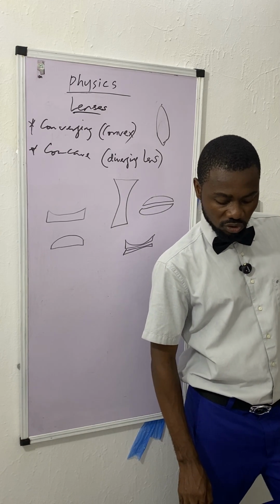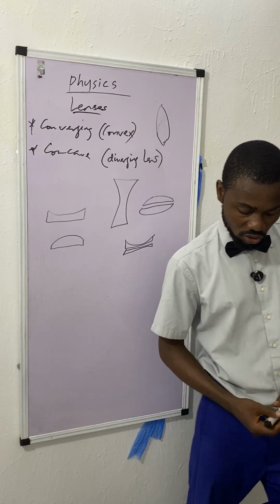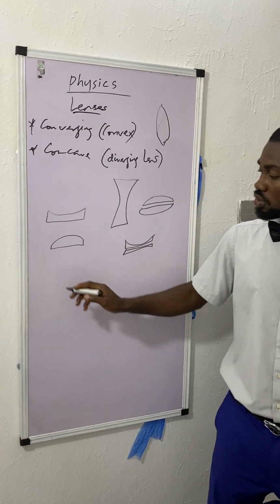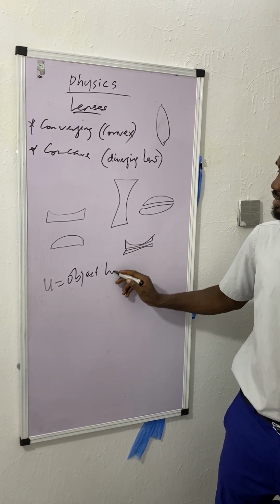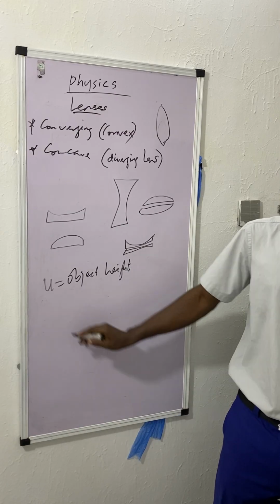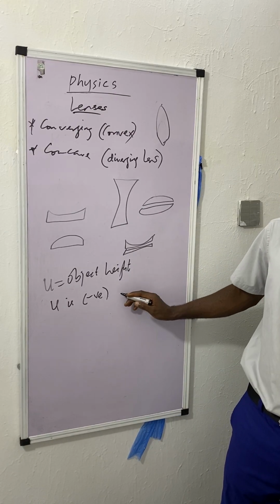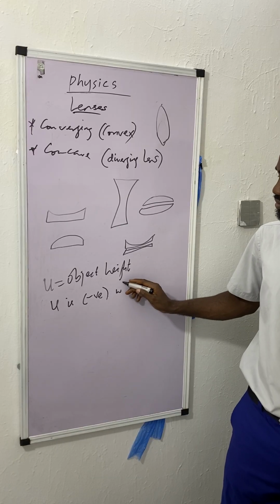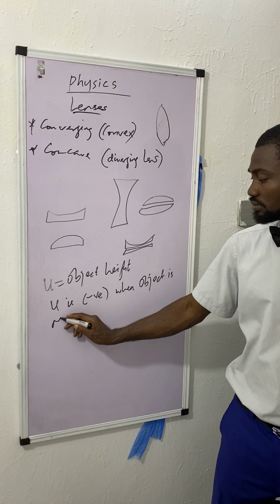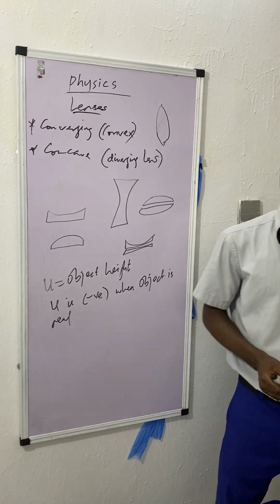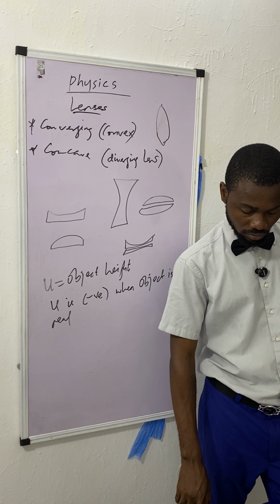The lens formula is also the mirror formula, that mirror formula that I told you about. It all depends on the kind of objects. So U is equal to the object distance. U is negative when the object is real. We already have the formula for magnification.